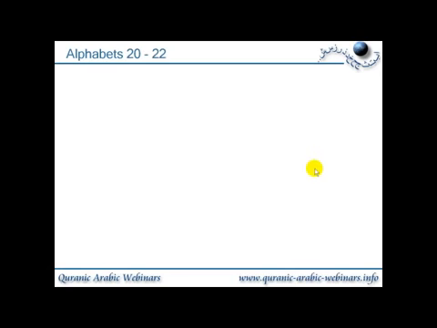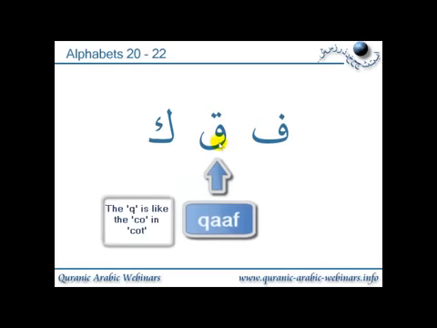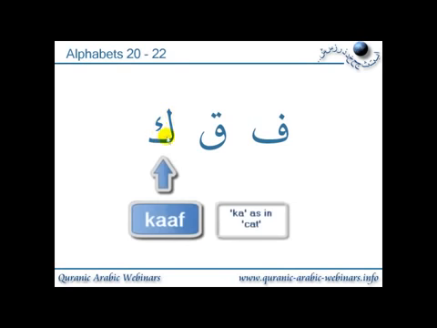Alphabets 20 to 22. So the first two look slightly similar. You'll see the curve on the first one is almost horizontal. The second one goes slightly lower. So the first one with 1 dot is known as fa. Second one with the 2 dots and slightly deeper curve is known as qaf. And this one with the small little type of S on it is known as kaf.